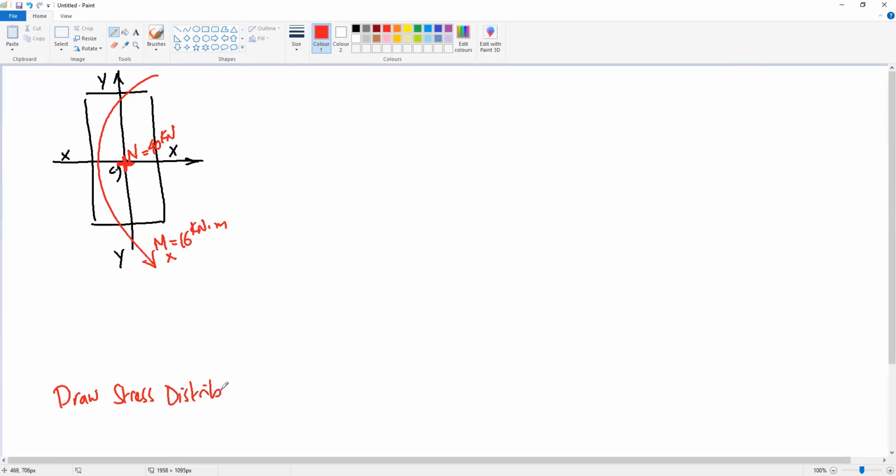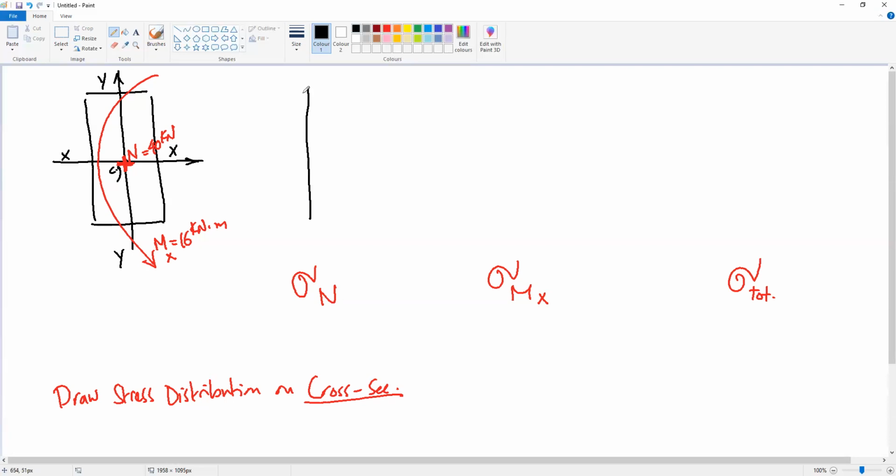Okay, so if we want to draw the stress distribution on the cross section, what we will do is draw it over the cross section. First of all, we will draw for normal force sigma n first, then for moment sigma mx, then the final stress sigma total. Okay, what we need to do is first draw datums or guidelines. This is our datum parallel to the moment. So if the moment is vertical, our datums will be vertical.